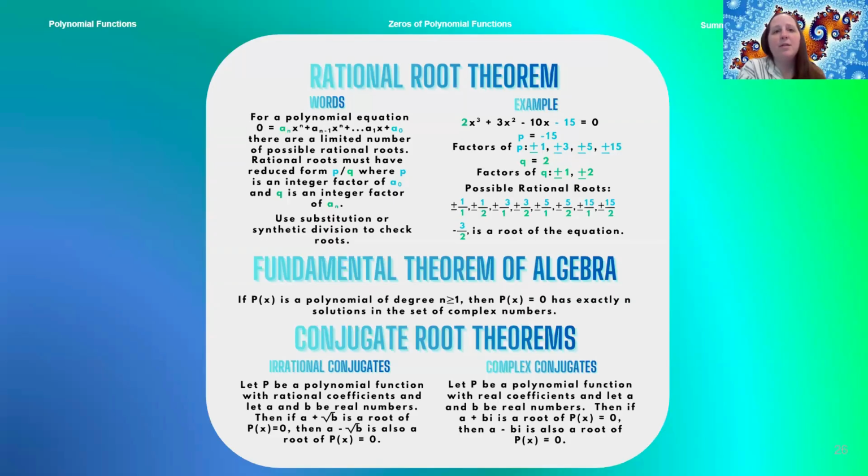My conjugate root theorem basically states that if I have a square root or an imaginary number, I can use the complex conjugate. They have to be included because they're also roots of that polynomial. And that is the end of lesson 6.